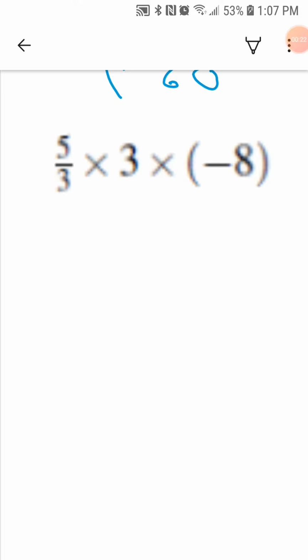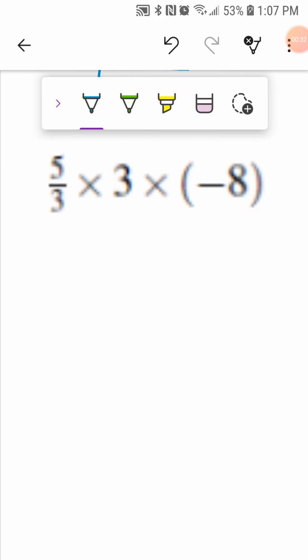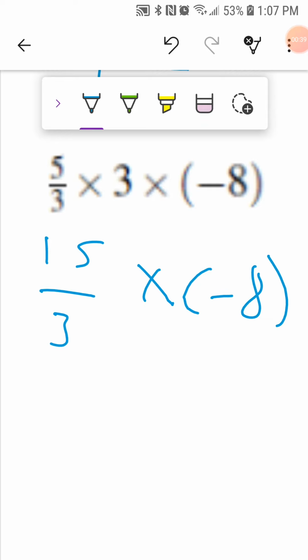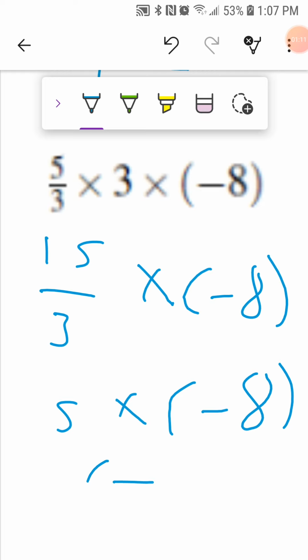Okay, 3 times 5, so that makes 15 over 3. This can be simplified to 5, I think. So 5 times negative 8. 8 times 5 is 40, so negative 40.